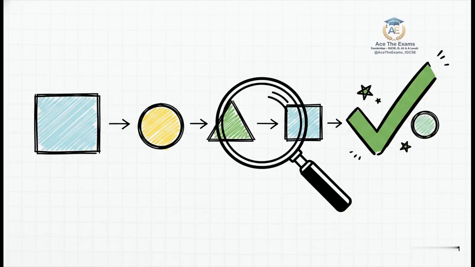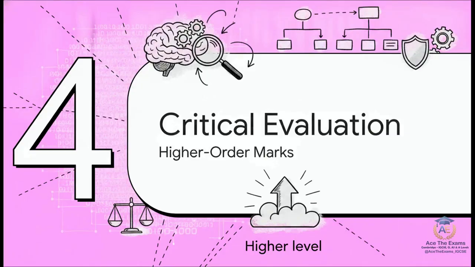Always keep in mind that your algorithmic thinking, your step-by-step decomposition of a problem, and your rigorous testing is exactly what the examiners are looking to reward here. Process literally equals method marks. You need to show you're working logically, clearly, and without skipping steps. And finally, we arrive at Section 4, critical evaluation.